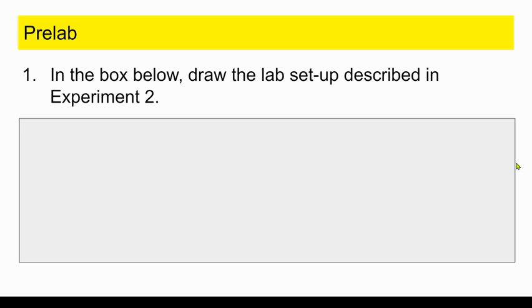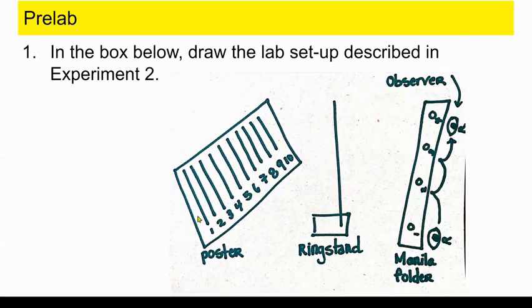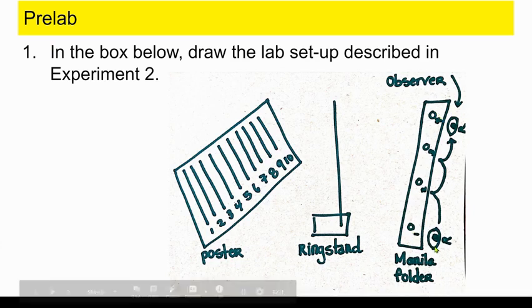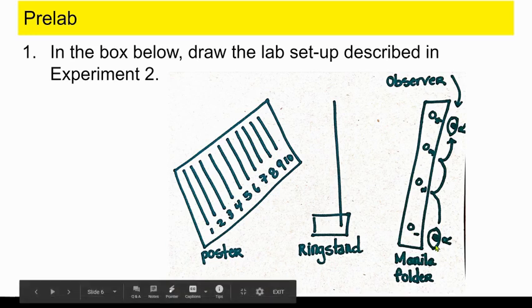So hopefully your drawing has 3 key parts. You've drawn the vertical lines or poster on the wall, the ring stand that's in between, and the manila folder with the 4 viewing points or holes that have been punched through it. You as the observer will use your right eye, possibly both times, to look through hole 1 and hole 2, hole 1 and hole 3, and hole 1 and hole 4.